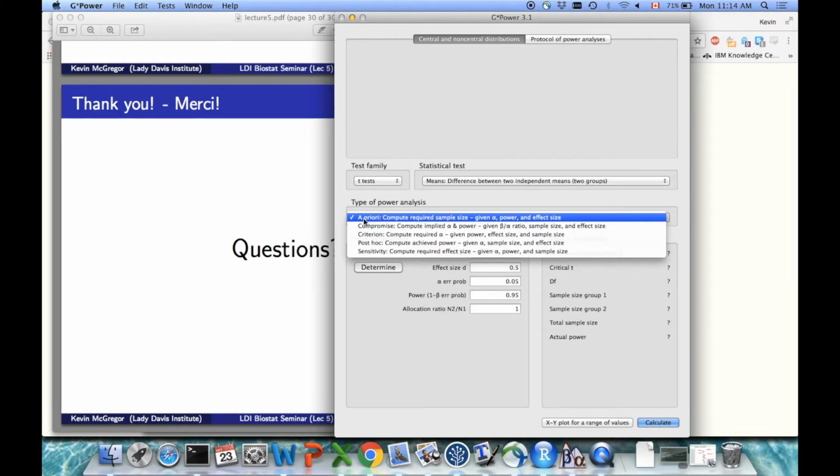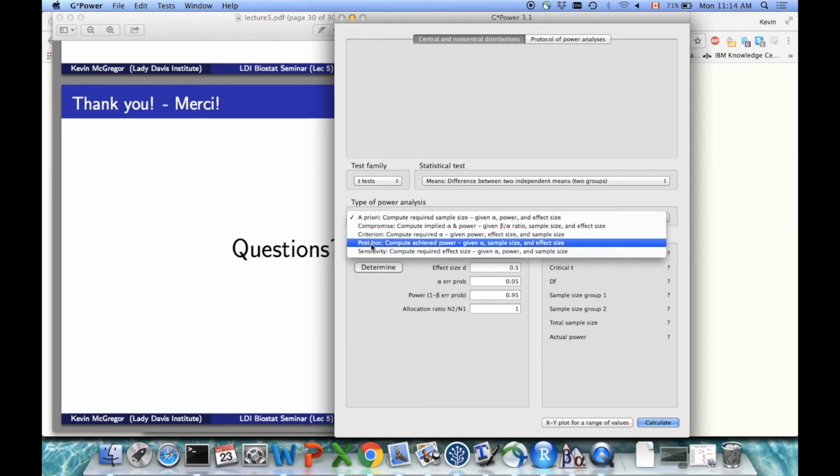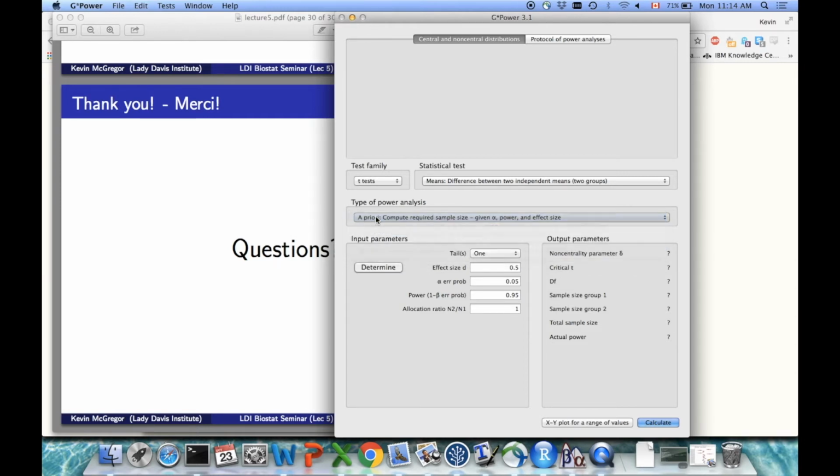You can do a priori, so that's the standard one where you're just starting out. You haven't done anything yet, you haven't collected data yet, and you just want to see, okay, how many samples should I collect? But you can also do things like a post hoc analysis where, okay, you've already got all of your data, and so your sample size is already determined based on the study that you did, and you want to see, okay, what would our achieved power be? I'm just going to show you how to do the a priori one.